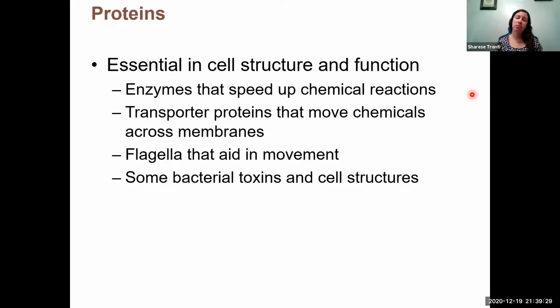There are transporter proteins that are going to move chemicals across the plasma membrane. Flagella are made of proteins that aid in movement of the whole cell. And some bacterial toxins, not all, but a lot of them, are made of proteins, as well as a lot of the cell structures.